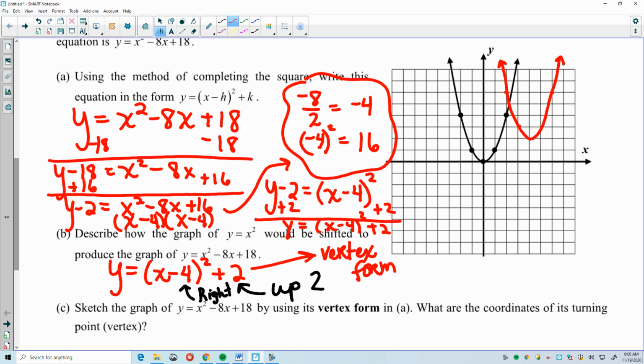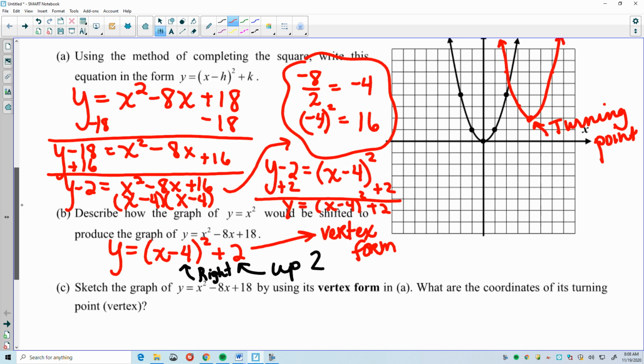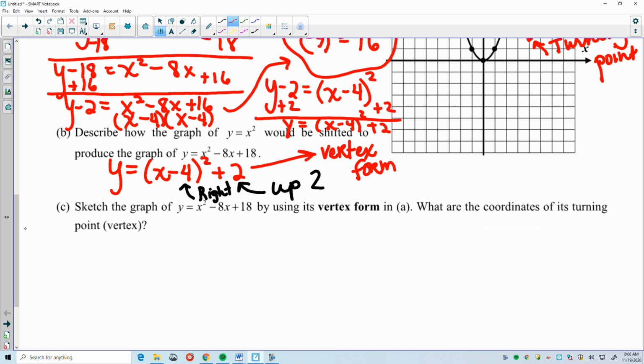It wants to know the coordinates of the turning point. So right here, that's your turning point. And we can say the coordinates here are going to be 1, 2, 3, 4, up 2. That should sound familiar to what we just did. So the coordinates are going to be positive 4, positive 2. That is your turning point. Okay, moving on to our next question.